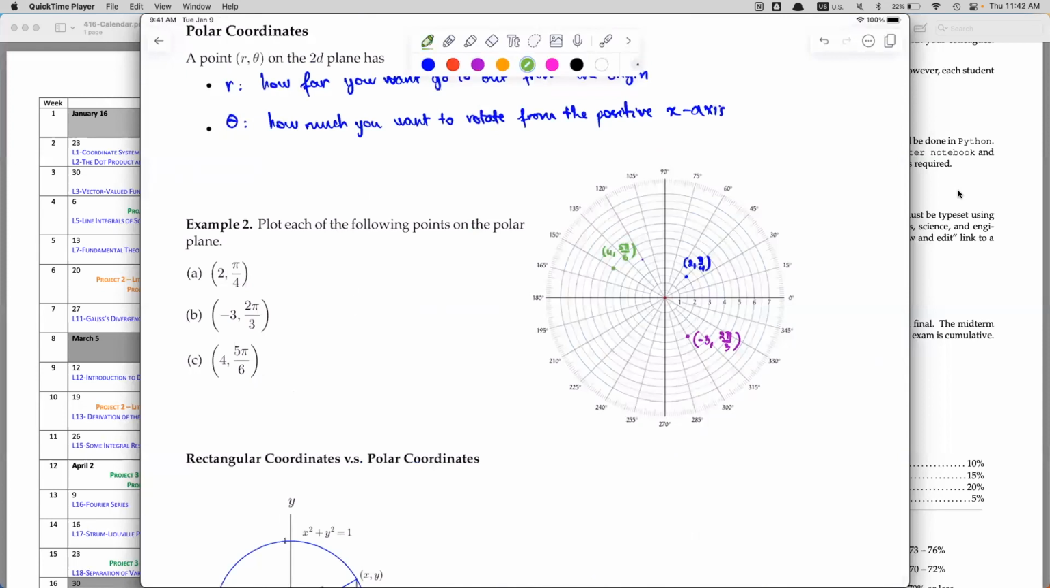Just double check for negative radii: you go the opposite direction and that becomes your new starting axis to rotate. But if you say the radius is 3 and theta is equal to -2 pi over 3, it's going to be the same thing.